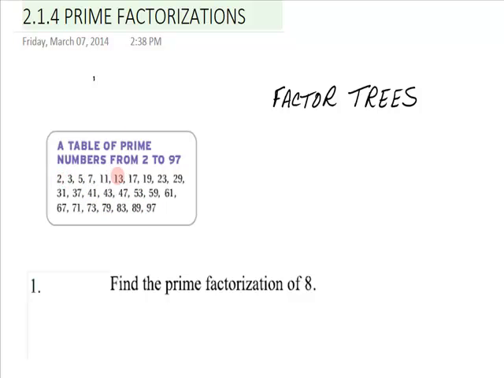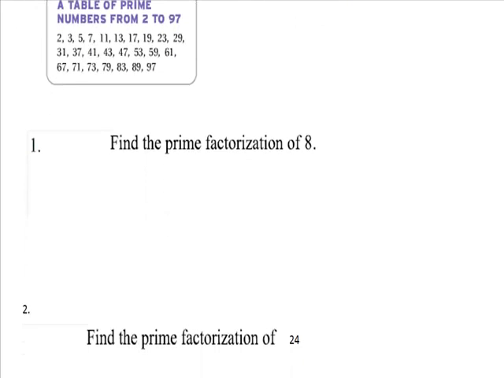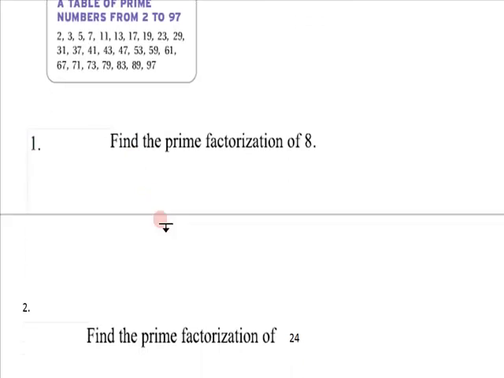Now, I went ahead and grabbed this out of your textbook. This is a table of prime numbers from 2 to 97. It is really worth your while to just read through this list and say, yes, I recognize that I don't have a multiplication fact that gives me 23 or 29 or 31 or 37 and so on. So let me show you what I mean with the prime factorization of a particular number.